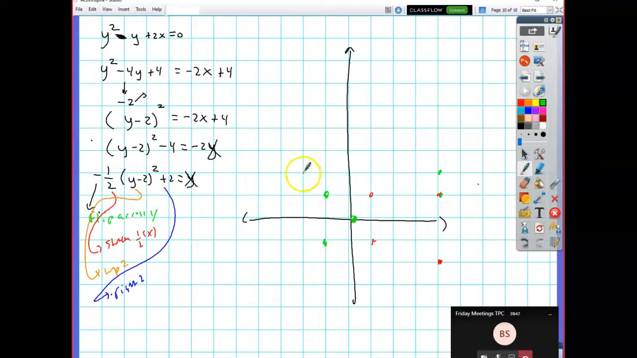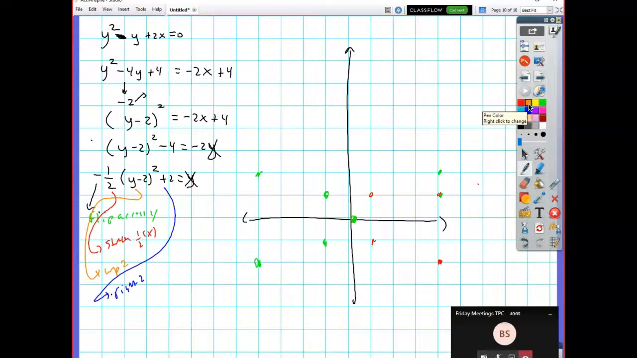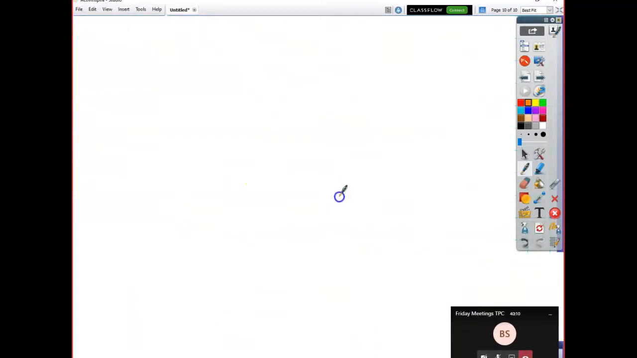Oh, that dot's in the wrong place. 1, 2, 3, 4. Stretched by 1/2. What's that going to look like, sir? The x value is half of 1. Half. So if it's 4, it becomes 2. If it's 1, it becomes 1/2. If it's 0, it becomes 0.